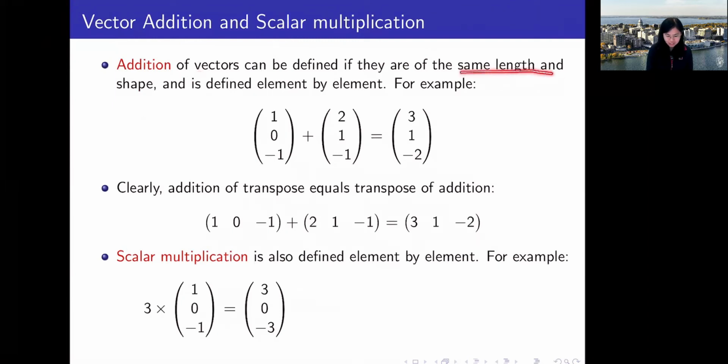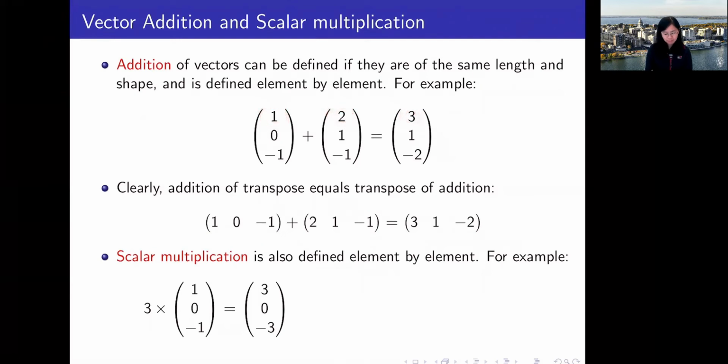Vectors of the same length and shape can be added up. If two length 3 vectors are both column vectors, they can be added up, and the sum is also a column vector. Two row vectors of the same length can also be added up, and the result is a row vector of the same length. And the sum is element-wise sum.